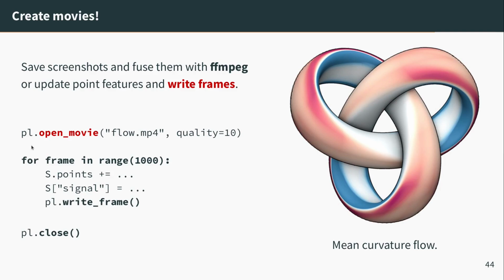So instead of opening a picture, you open a movie. An MP4 movie, for instance, with a quality of 10 because you want high resolution, low compression. Then you write your loop: for every frame, you update in place the point coordinates and the signals. You write your frame, you close it, and you get a video file. So here, that's what it's going to look like.